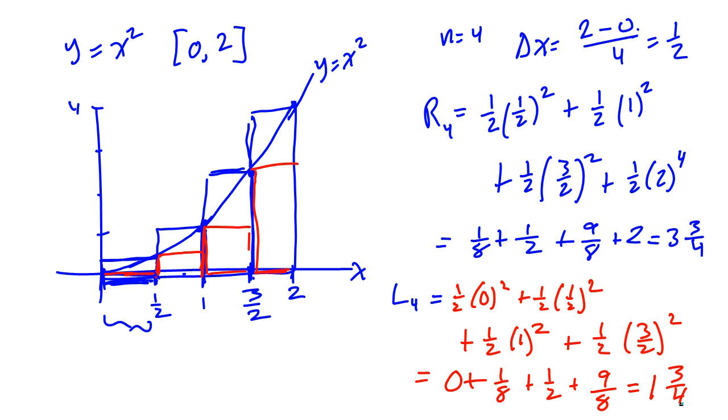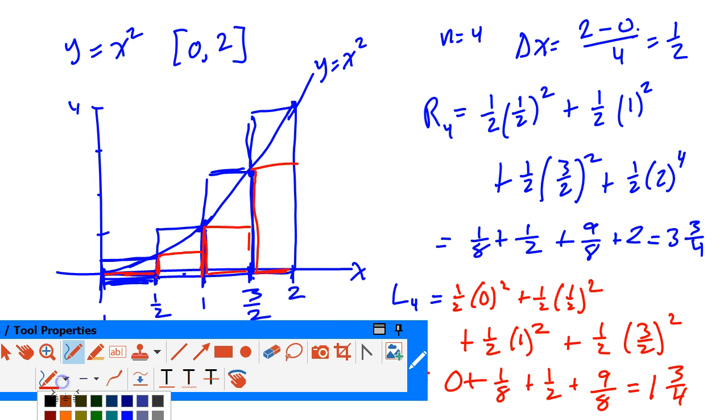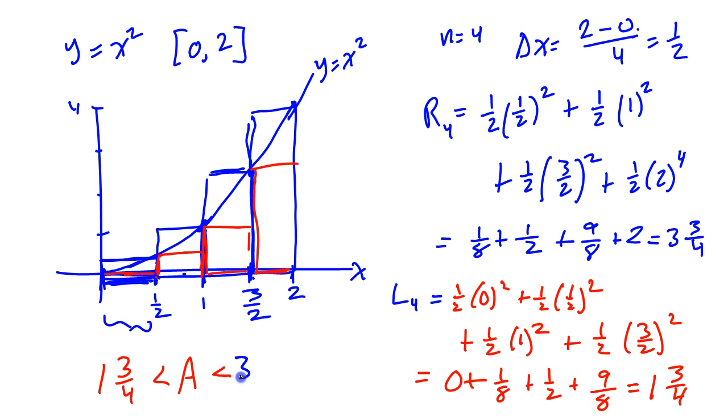So from this calculation, I would say that the area is somewhere between 1 3/4 and 3 3/4. If I want to do better than that, then I have to chop it up into more pieces. Now, I think what I'm going to do here is stop this video at this point, and we'll talk about the general chopping it up into more pieces in the next video.